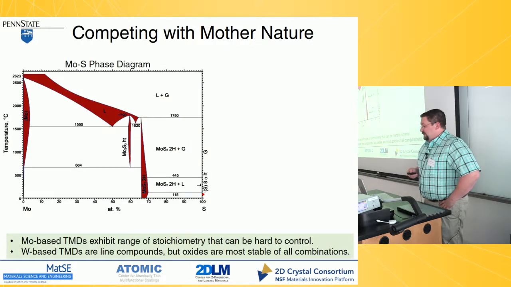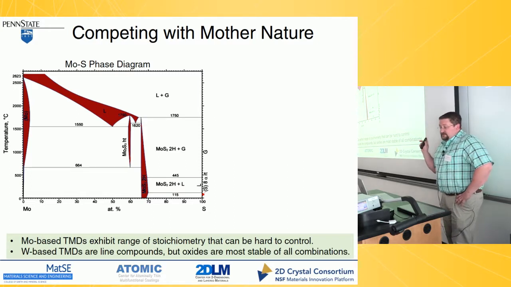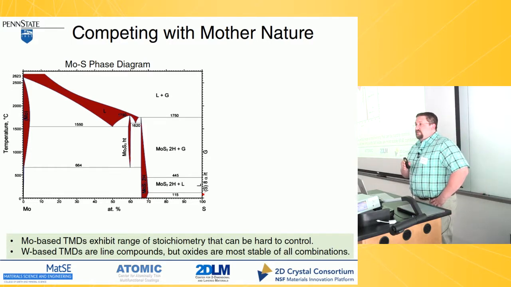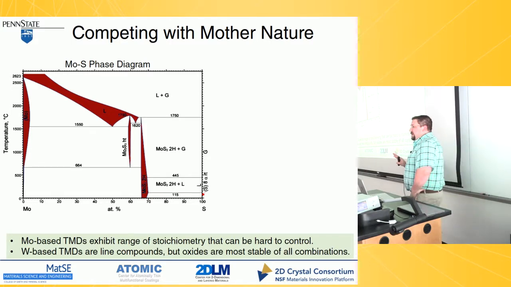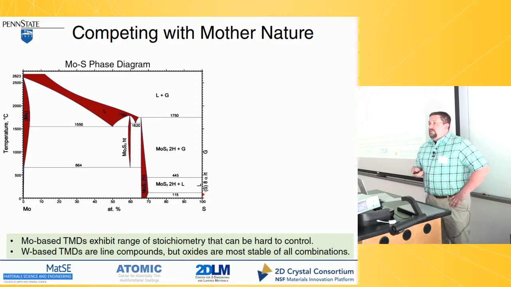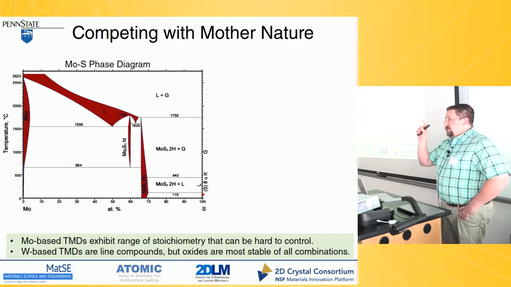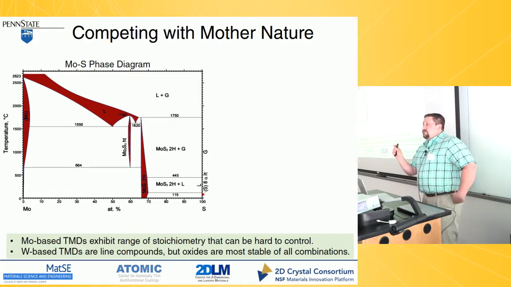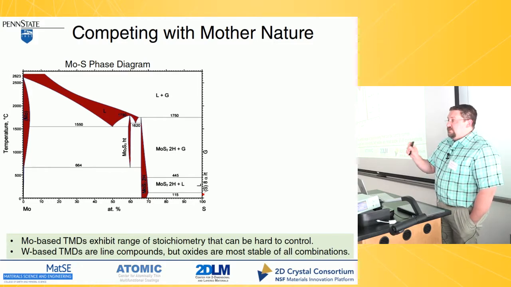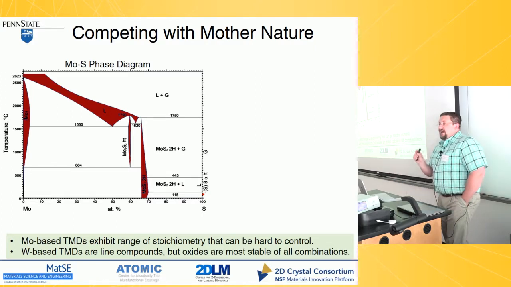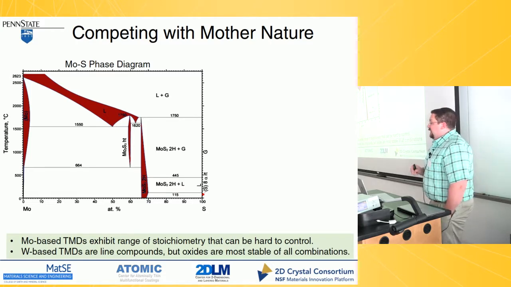And then the other thing is really competing with Mother Nature. So this is a phase diagram of MoS2, molybdenum and sulfur. All of the moly-based TMDs have a similar phase diagram, where this red slice here is MoS2. And what you find in this is that it is not a single line. There's actually a width to that line, right? So because there's a width to that line, that means that being able to control the stoichiometry of your MoS2 or of any of your moly-based materials is going to be incredibly difficult. So you have to be very careful on how you grow these materials and understand them quite well.